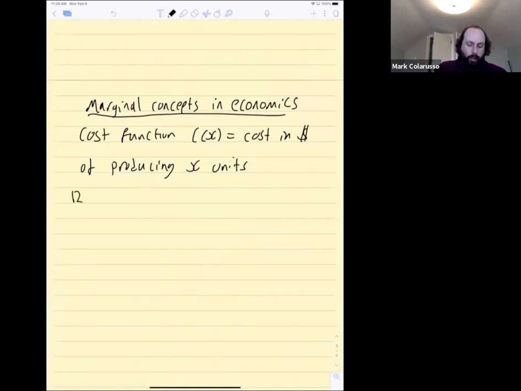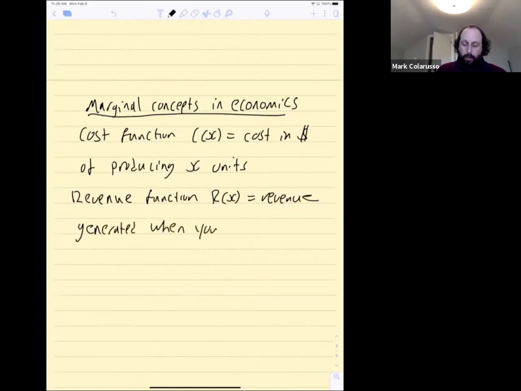Then, of course, you also have a revenue function, R of x. This is the revenue generated when you've produced x units.